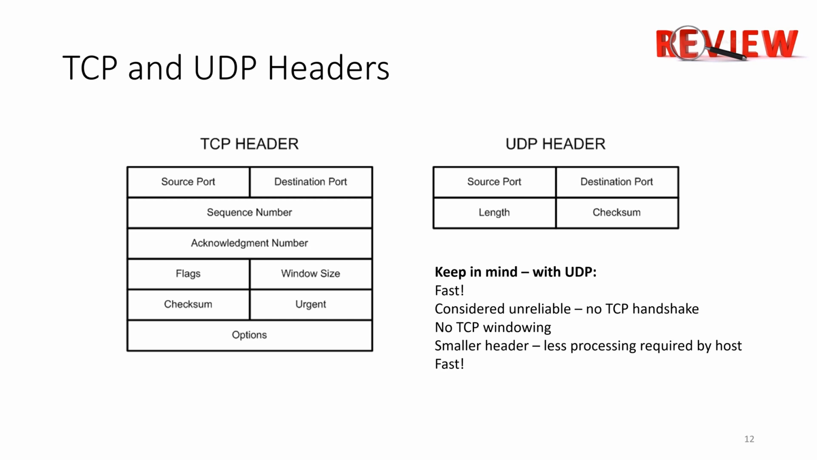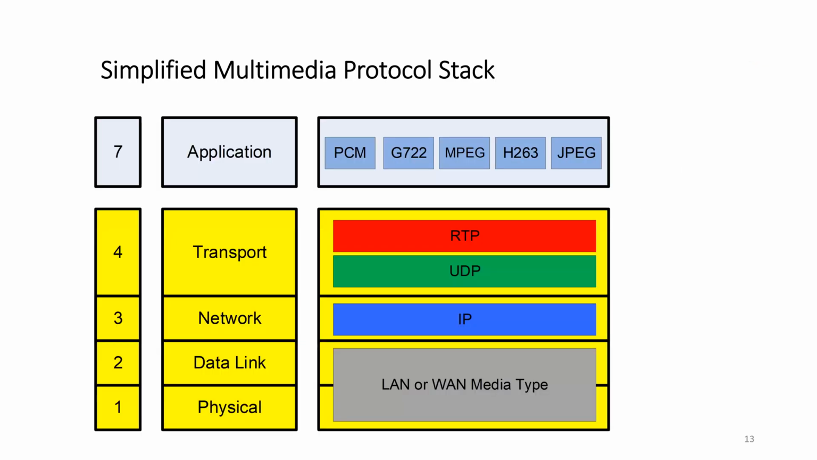Well, no handshake, no windowing exists in UDP, but that's also one of the things that makes it fast and thus advantageous for delivery of our real-time media. So if we now take our basic OSI model and simplify it and tailor it to our multimedia type environment, you might find something like this.